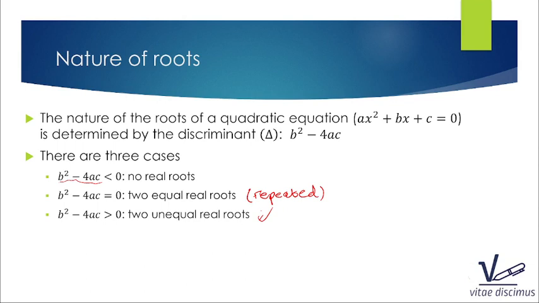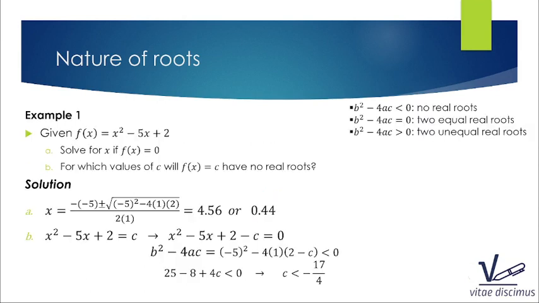So let's have a look at typically how questions are asked under this. In this example, we're given f of x equals x squared minus 5x plus 2. Part A says solve for x if f of x equals 0. And part B says for which values of c will f of x equals c have no real roots. So just remember what we said. If you want no real roots, it means we want this case: b squared minus 4ac less than 0.